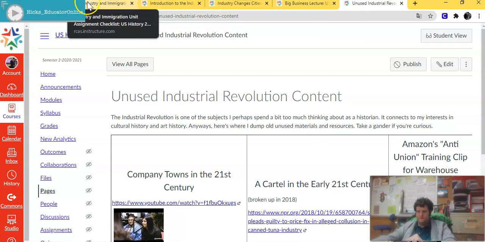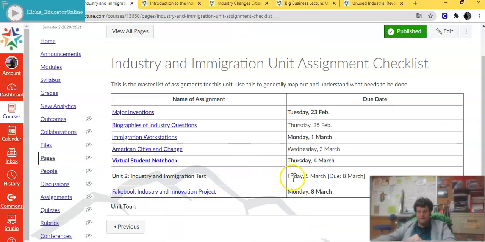But the end goal is we would like to be testing on Friday, March 5th. That's when we'll be testing, and then the fake book project will be due on Monday the 8th. This is a very short clipped unit. That's just the way it is. Please remember to keep up with things.